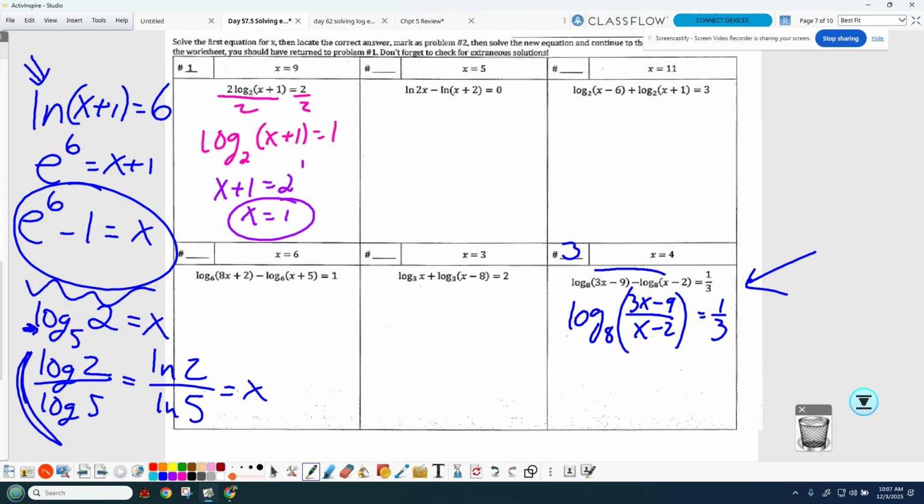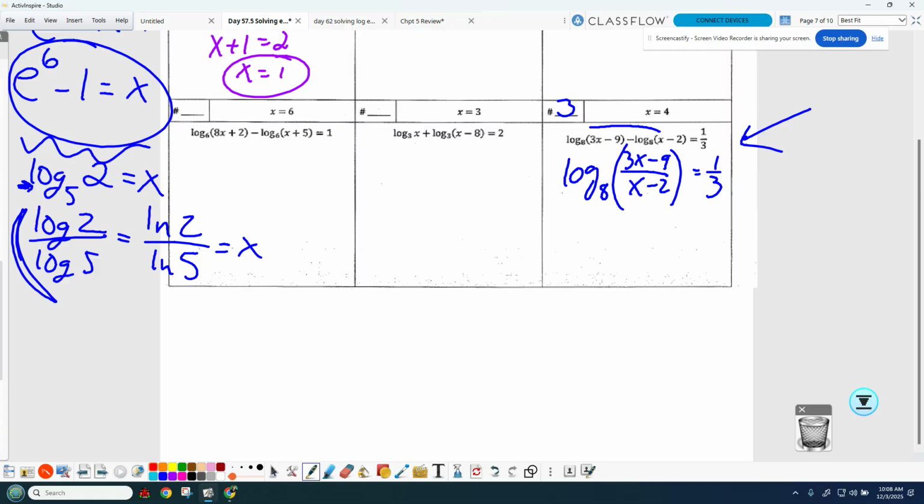8 cubed equals 8 to the cube root, 3x minus 9. Jasper, what is 8 to the 1/3? 2. So the scary thing about that is you had to do a fractional exponent. Then cross multiply, it's all just algebra.